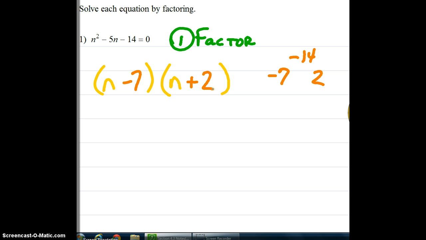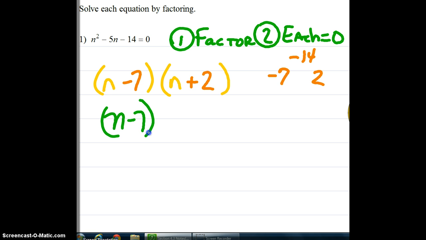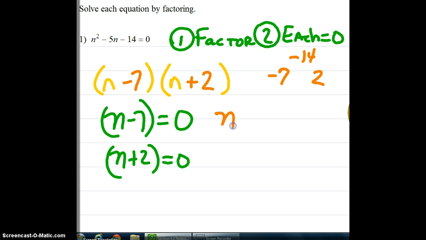And then step 2 of solving is this. You will set each factor equal to 0. Okay, so that's pretty important. So when you solve a quadratic, this will be one of the answers, and your other factor equal to 0 will be the other answer. So when we solve this, we would get n equals 7 is an answer, and n equals negative 2 is a solution to this quadratic.